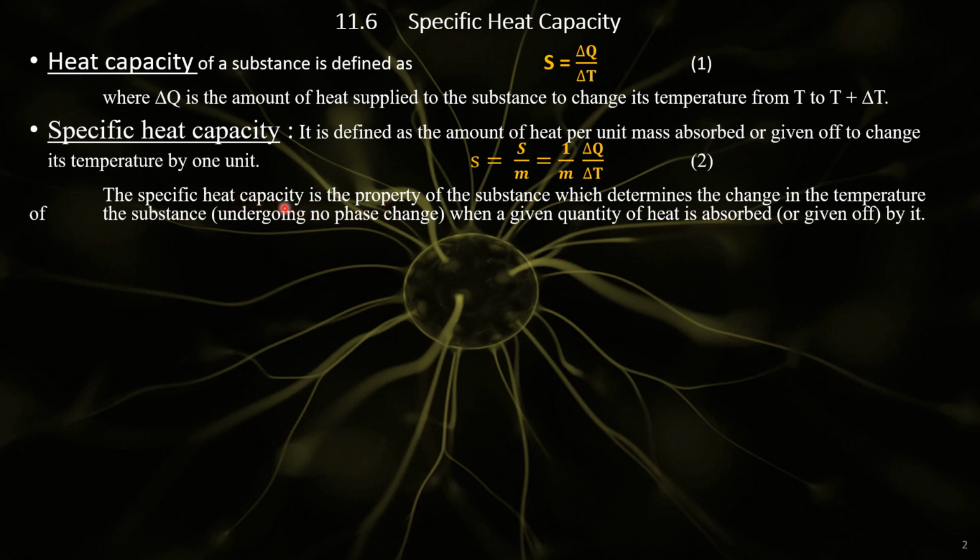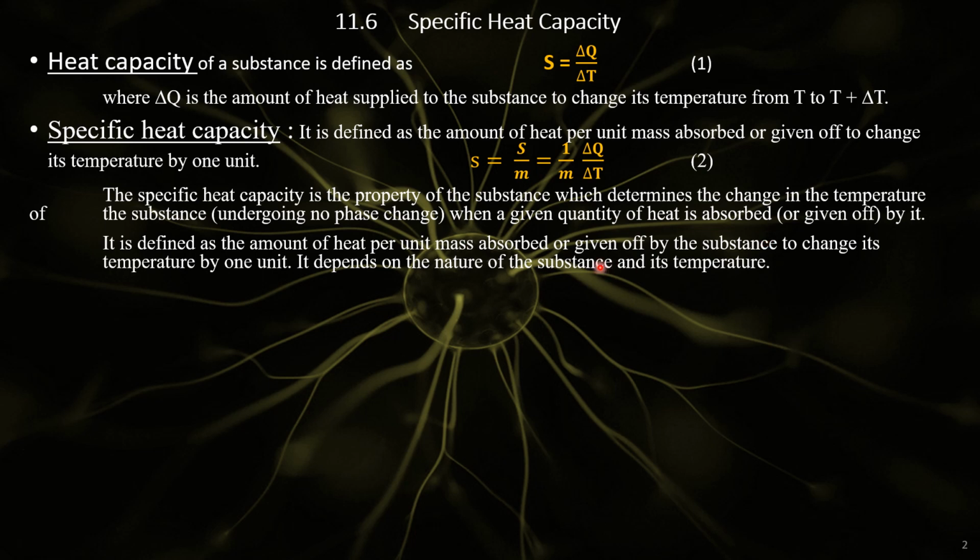Hence, the specific heat capacity is the property of the substance which determines the change in temperature of the substance when a given quantity of heat is absorbed or given off by it, that is either by heating or cooling processes. It can also be defined as the amount of heat per unit mass.